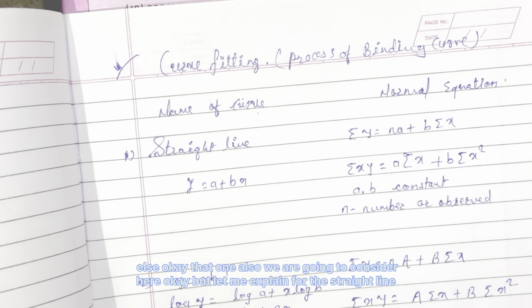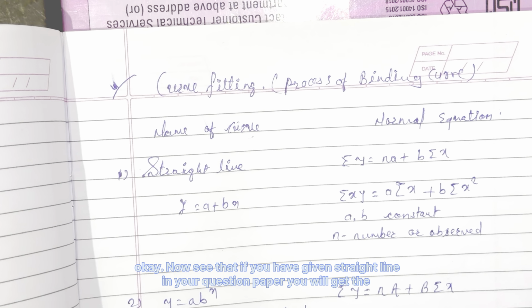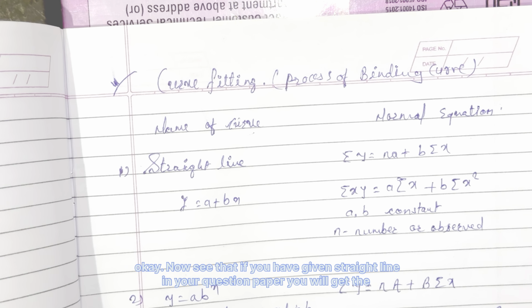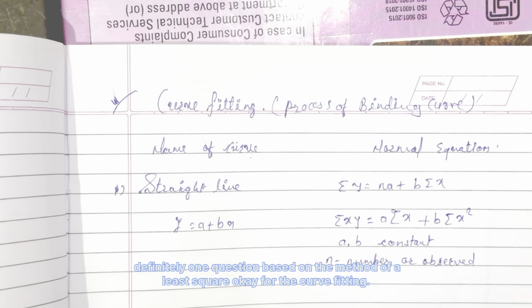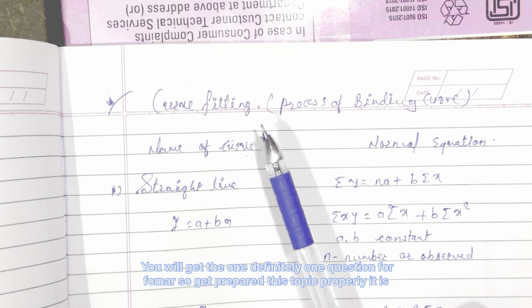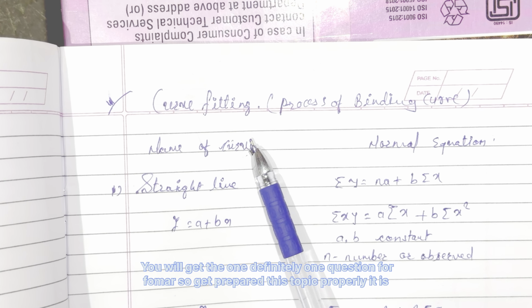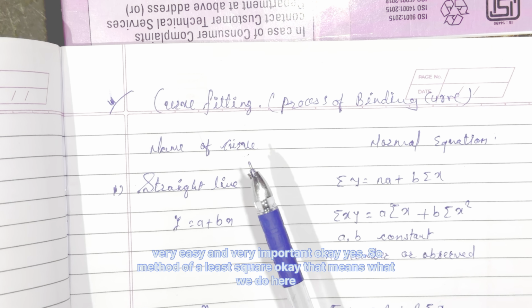Let me explain for the straight line. If a straight line is given in your question paper, you will definitely get one question based on the method of least squares. For curve fitting you will definitely get one question for 5 marks. So prepare this topic properly, it is very easy and very important.